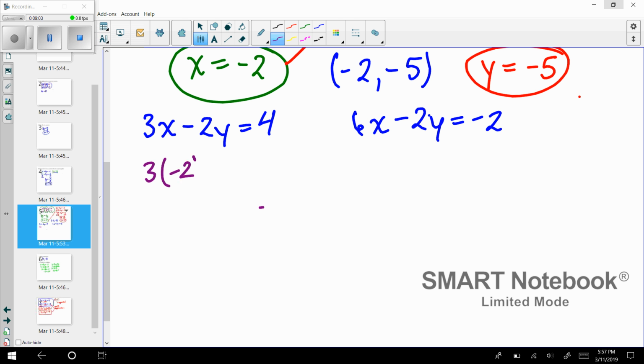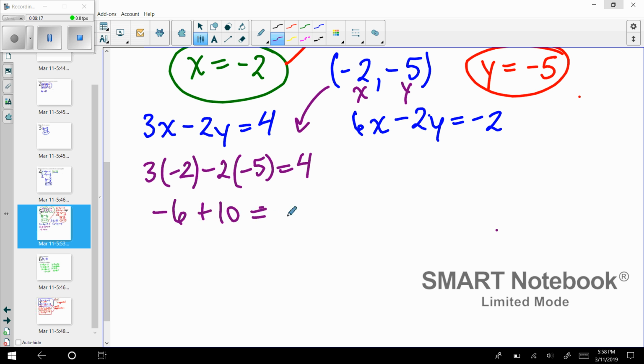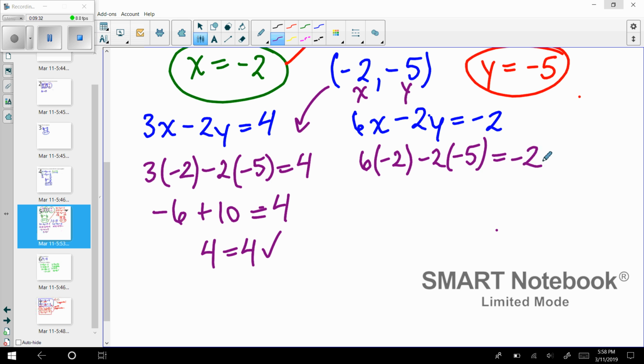3 times -2 minus 2 times -5 equals 4. That's where I'm getting my values from, my x and my y. -6 plus 10, because -2 times -5 equals 4. If I basically subtract 6 from 10, I know that I get 4, so that's all good. 6 times -2 minus 2 times -5 equals -2. 6 times -2 is -12. Again, plus 10 equals -2. And if I add 10 to -12, I'm still left at -2. So that's all good there.